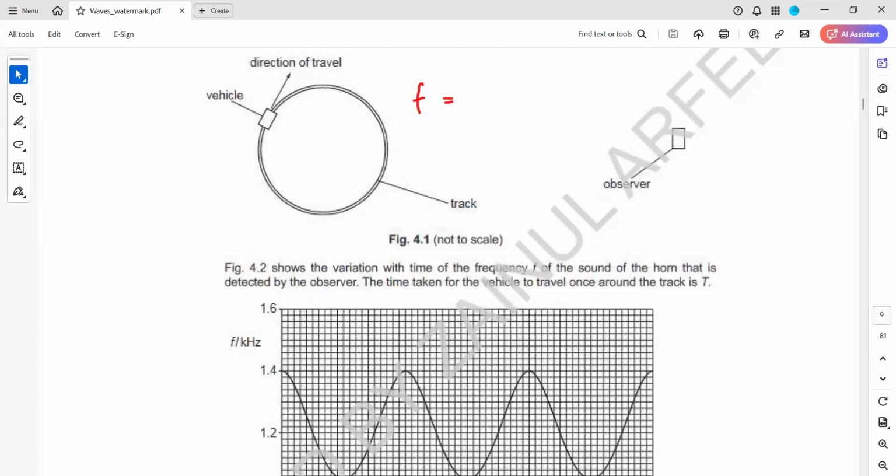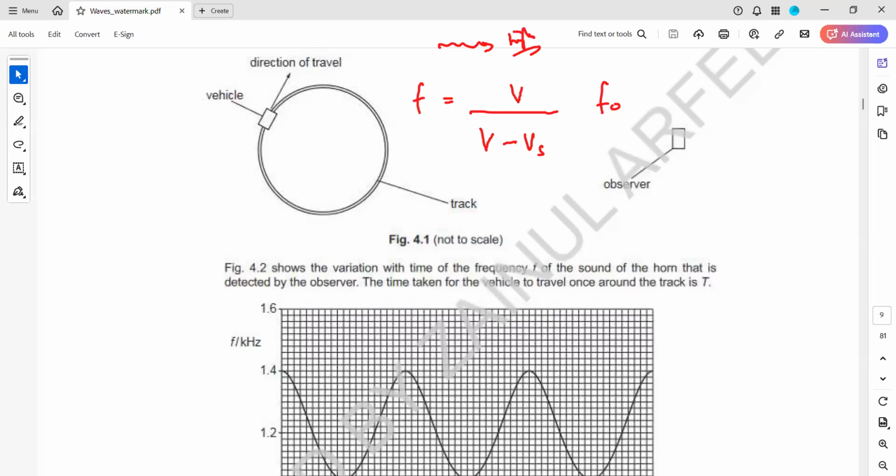The speed is given. So the observed frequency is equal to the original frequency times the speed of the wave divided by the speed of the wave minus the speed of the source. This is the formula if the observed frequency is increased, a higher frequency.